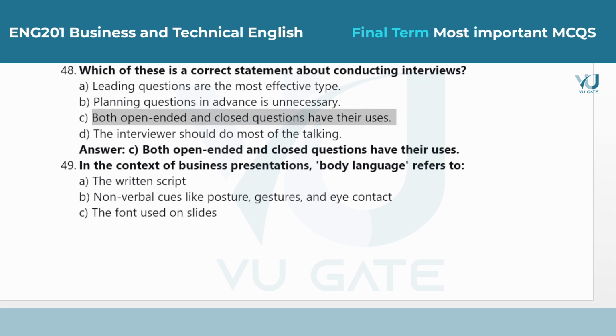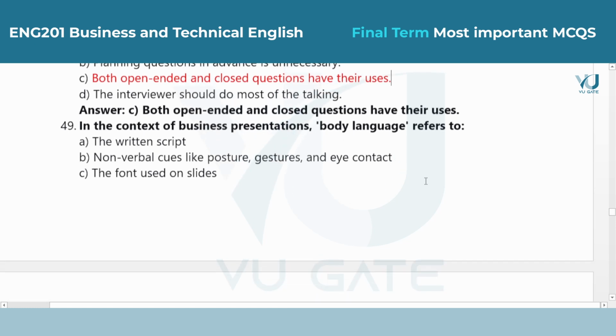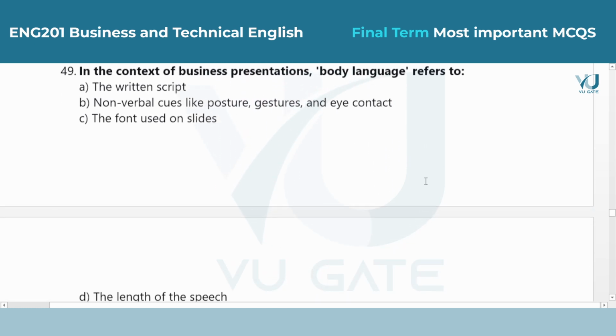48. Question. Which of these is a correct statement about conducting interviews? Answer. C. Both open-ended and closed questions have their uses. Concept. Open-ended questions encourage detailed discussion, while closed questions are useful for confirming specific facts.